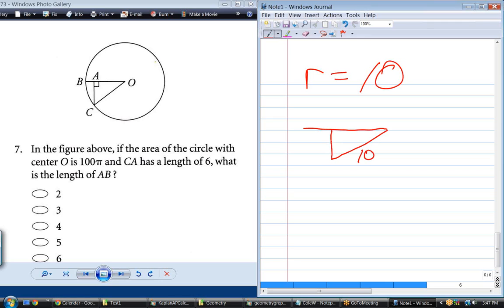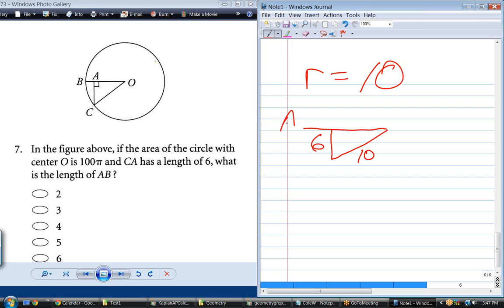And I know that's 10. In other words, OB is the same distance as OC. All radii within the same circle are the same. So that's 10. And they're saying CA, which is this little segment here, is 6.